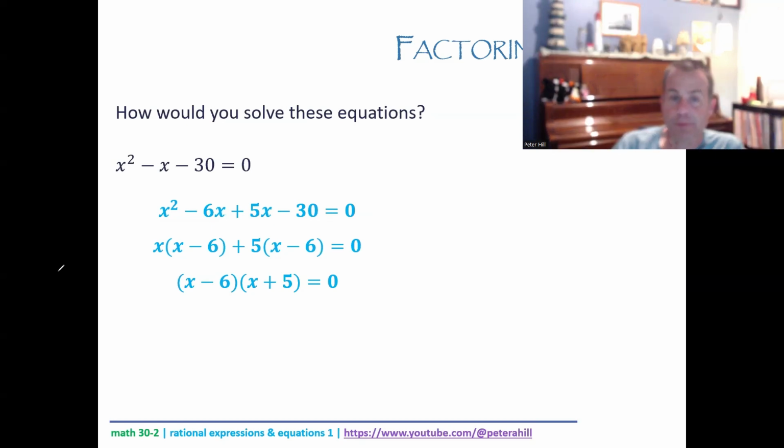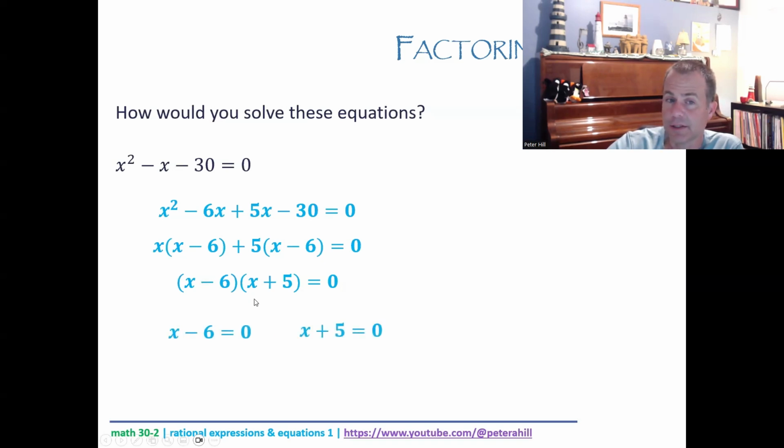The zero product principle states if two numbers multiplied by each other equal 0, then either one of them could be your 0. So I'm going to say that means, well, x minus 6 could be my 0. And if that's the case, I add 6 to both sides and say that x equals 6. Or x plus 5 could be my 0. And if that's the case, I'll subtract 5 from both sides and say that x equals -5.